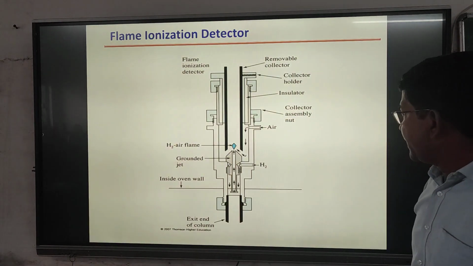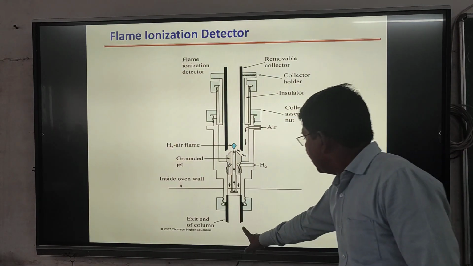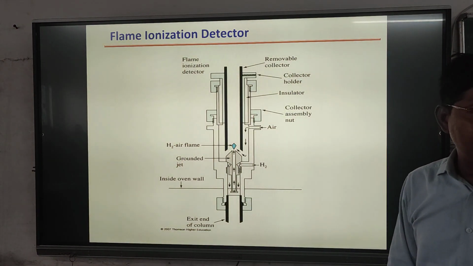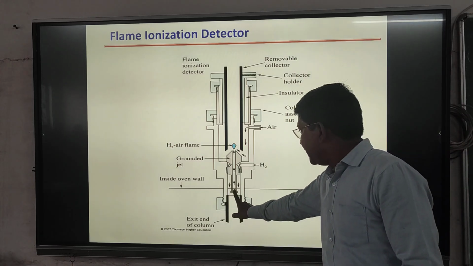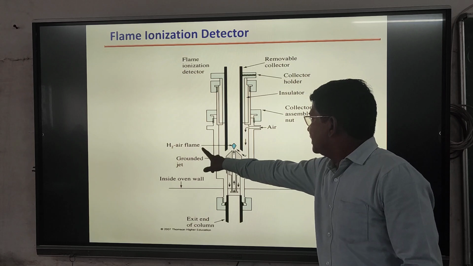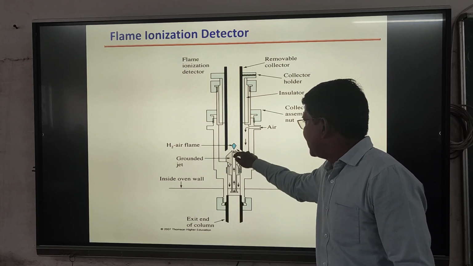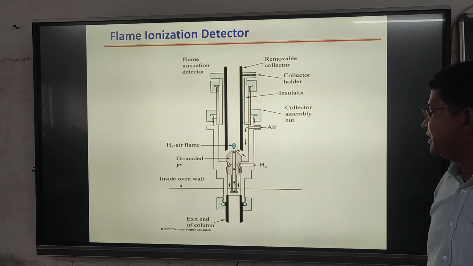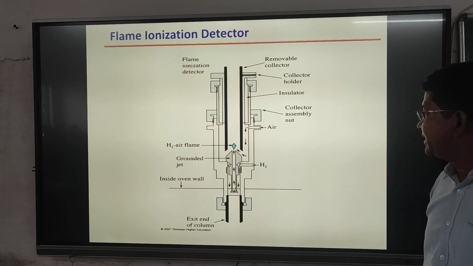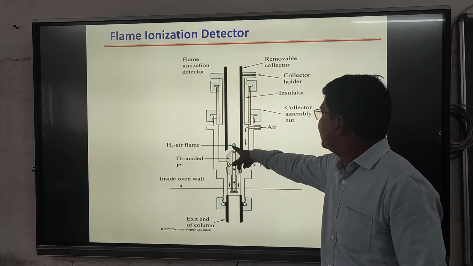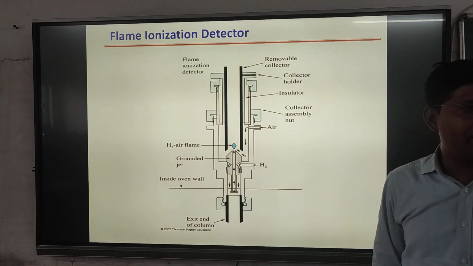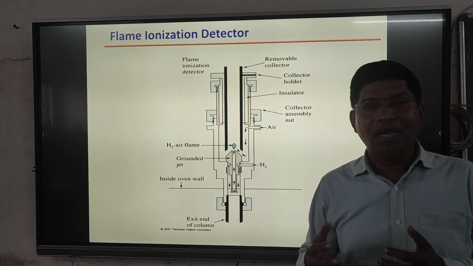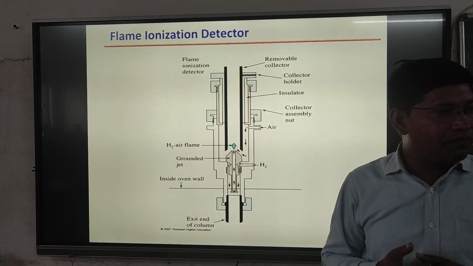So here the compound mixture separated from the column is coming in gaseous form. Now we are mixing hydrogen from here, and there is also a mixing of oxygen as an oxidant. Then the compound mixture is burned. After the burning, it will produce ions or electrons, and the amount produced depends upon the amount of compound.